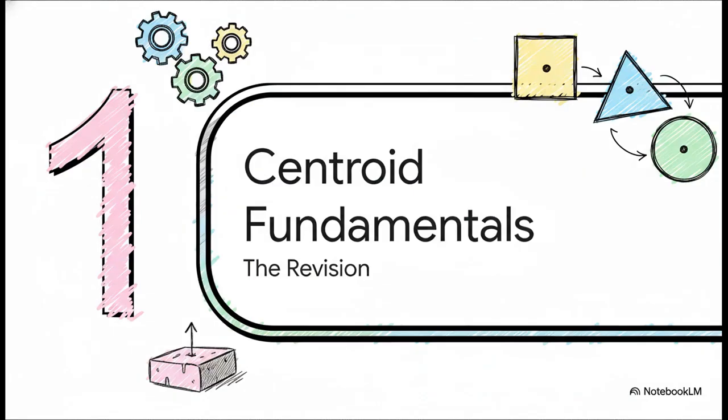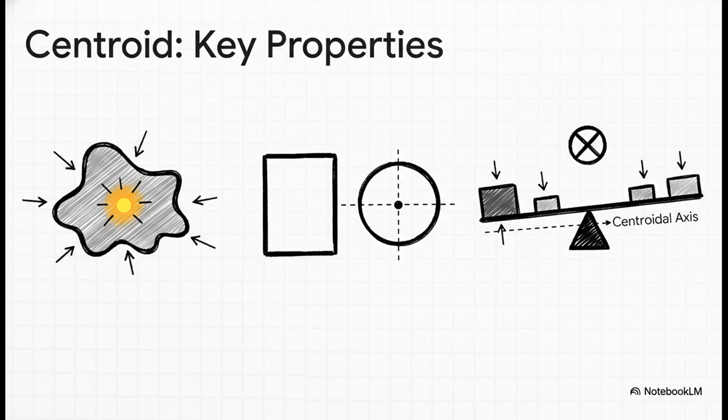All right, first things first. Let's make sure our foundation is rock solid. We're just going to do a quick revision of the essential properties of the centroid. This will make sure we're all on the same page before we get into the heavy calculations. So just remember, the centroid is simply the geometric center. You can think of it as the perfect balance point of an area, and it always lies on an axis of symmetry. So if you've got a shape like a rectangle or a circle with two axes of symmetry, well, the centroid is right there at the intersection.